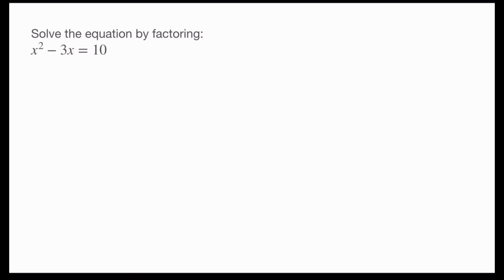So let's start by factoring. If we want to solve the equation x squared minus 3x equals 10 by factoring, the very first thing we have to do is set one side to 0. Factoring method only works if one side equals 0. Then we can factor the polynomial x squared minus 3x minus 10.